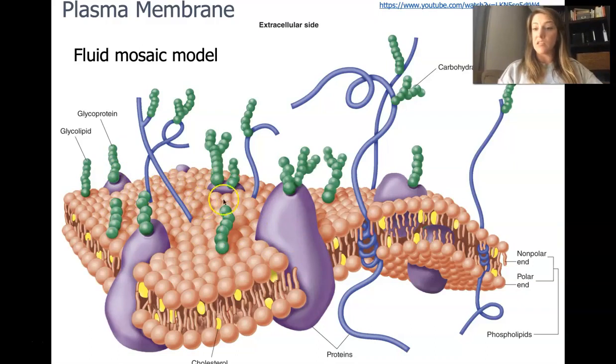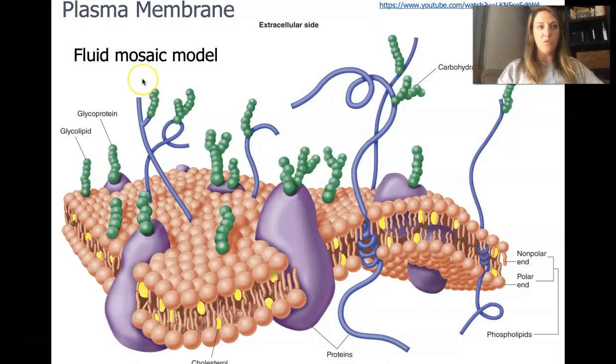And see, the surface is not smooth, right? The surface of the cell has these proteins, glycoproteins, glycolipids, carbohydrates on here too. And this all makes this extracellular matrix, we call it. Okay, so lots of different components of a plasma membrane.